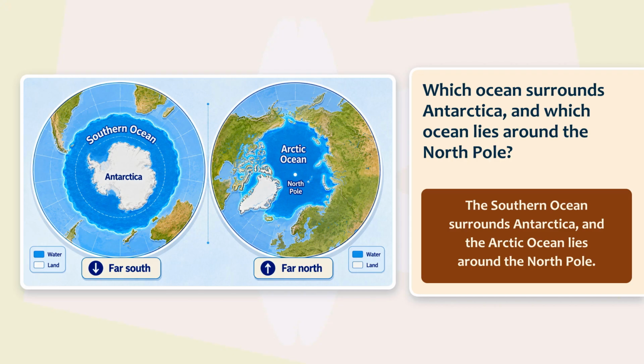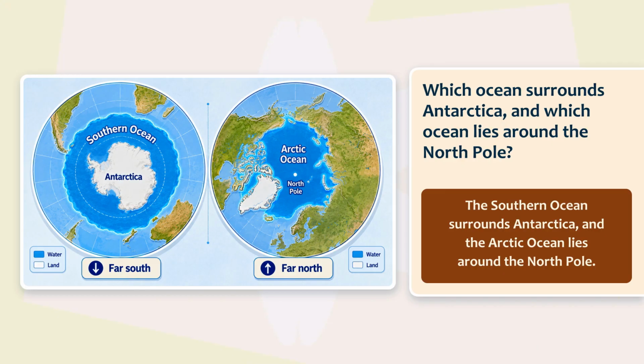Which ocean surrounds Antarctica and which ocean lies around the North Pole? The two center points settle the comparison. The Southern Ocean surrounds Antarctica and the Arctic Ocean lies around the North Pole. The panels show their opposite polar positions.